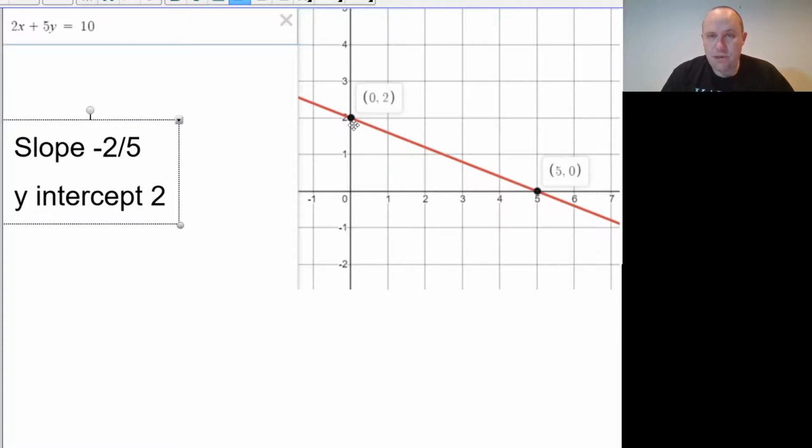To get these to appear, you just have to click on the intercept a couple of times, and then this will appear so you can see it easily. Although you could probably see the 2 here fairly easily as well.